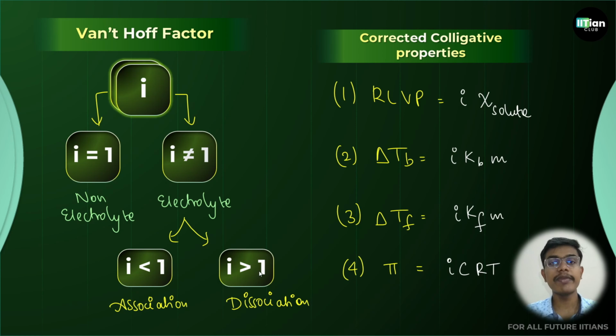In case of RLVP, it is equal to i into the mole fraction of solute. In case of elevation of boiling point, i into Kb into m. Depression of freezing point, i multiplied by the original thing, Kf into m. m is molality of the solute. And in case of osmotic pressure, it is equal to iCRT. C is molarity, that you have to know.